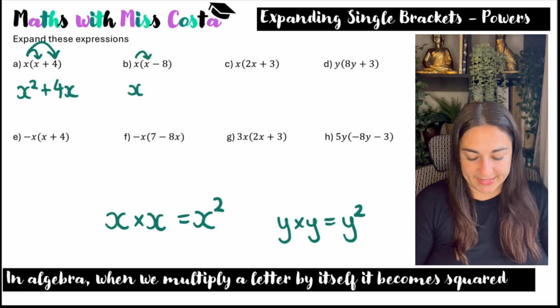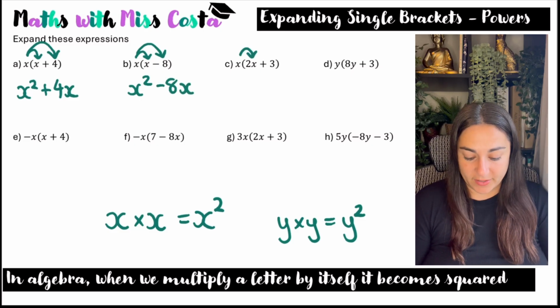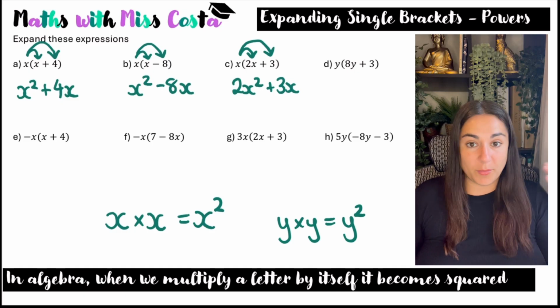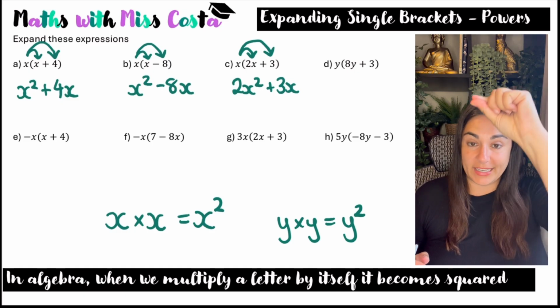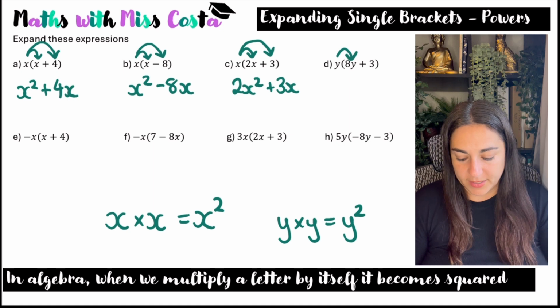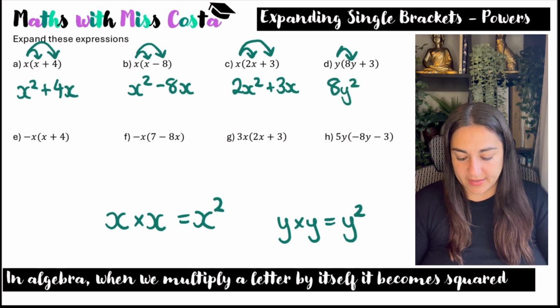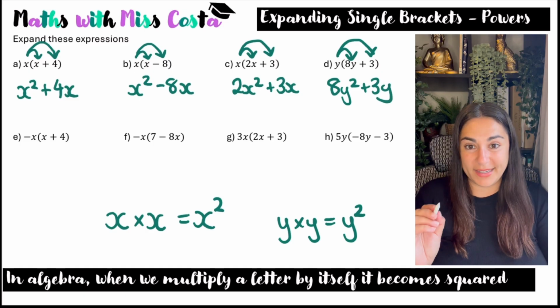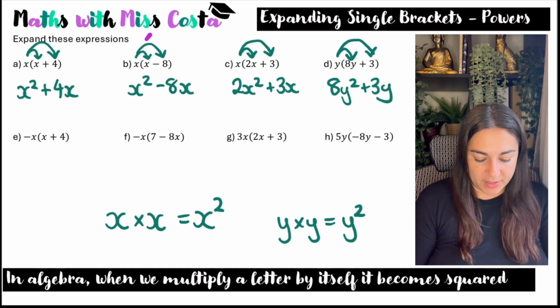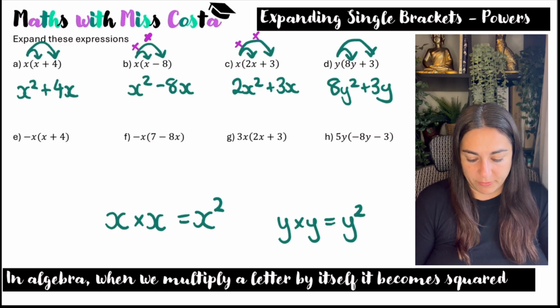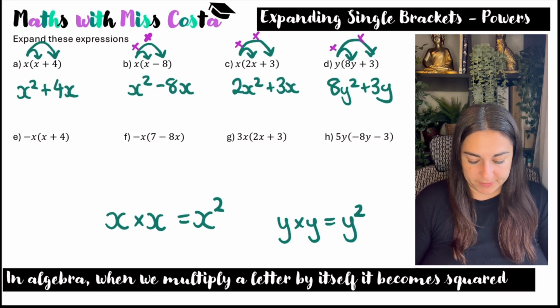Then we've got x times x again, so that's x squared. And then x times by minus 8, which is minus 8x. Then we've got x times by 2x, which would become 2x squared, and x times by 3, which is 3x. So each time, all I'm doing is multiplying the thing on the outside by each term in the bracket. Y times by 8y would be 8y squared, and y times by 3 is 3y. The reason I'm drawing these little arrows above is so that you remember that each time you draw an arrow, you are multiplying the terms.